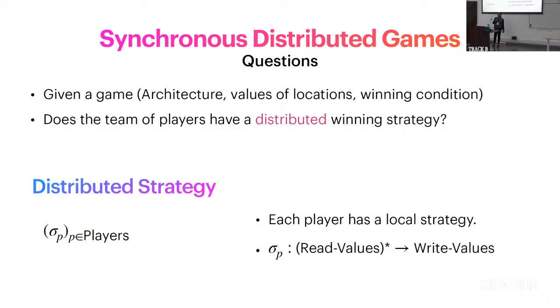So you have a local strategy for each player, and a distributed strategy will give a strategy profile. Each player will have to play according to their strategy. So it's a tuple of strategies, one for each player. So that is a distributed strategy. So is there a winning distributed strategy? That's the question that we want to ask.